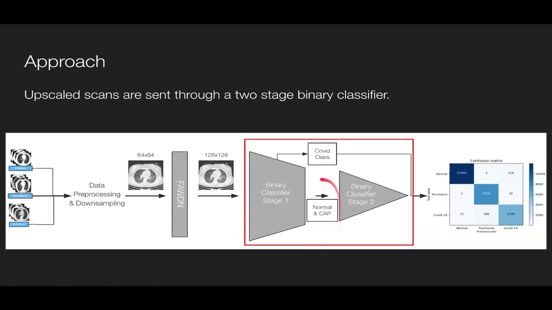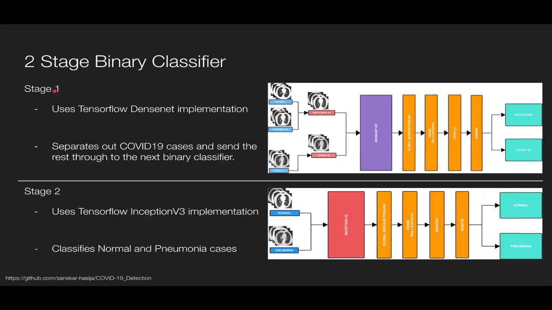So let's hop inside these models so that I can explain them in a little bit more depth. Both stages are just pretty simple CNNs. The first stage is based on the DenseNet implementation from TensorFlow, which is then followed by a few fully connected layers and finally a sigmoid activation function to split it up into those two classes. We get that non-COVID class, which is then passed on to the next stage.